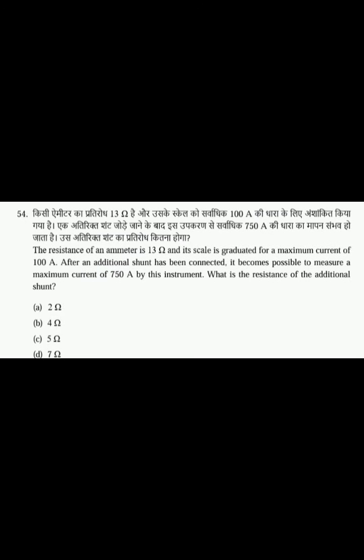The next question is, the resistance of an ammeter is 13 ohm and its scale is graduated from a maximum current of 100 ampere. After an additional shunt has been connected, it becomes possible to measure a maximum current of 750 ampere by this instrument. What is the resistance of the additional shunt?